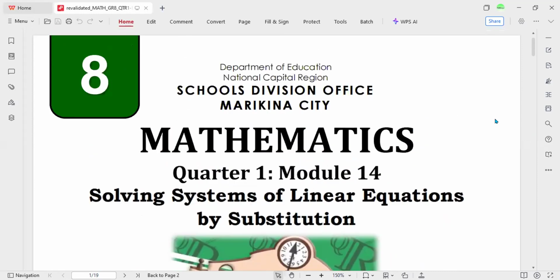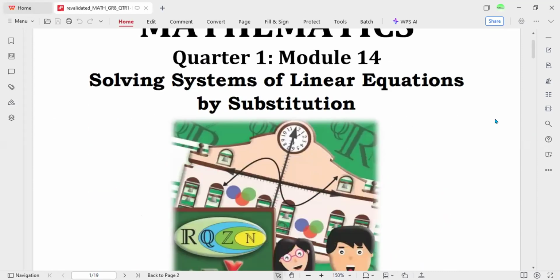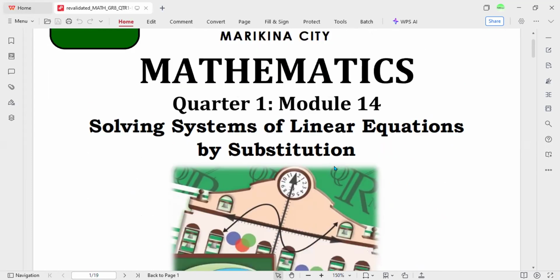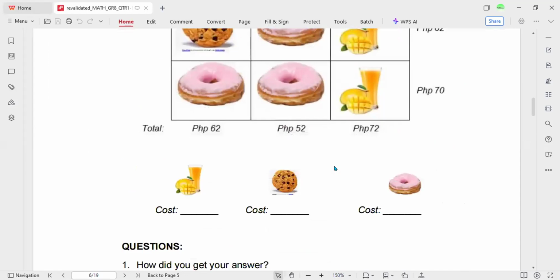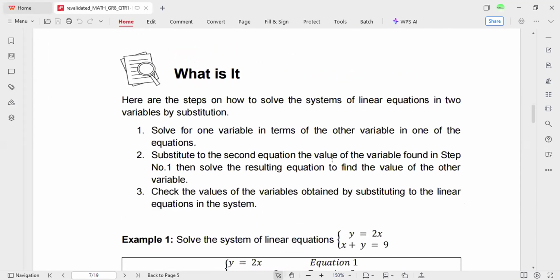Okay, so let's have quarter 1, module 14, solving systems of linear equations by substitution. So here are the steps on how to solve the system of linear equations in two variables by substitution.